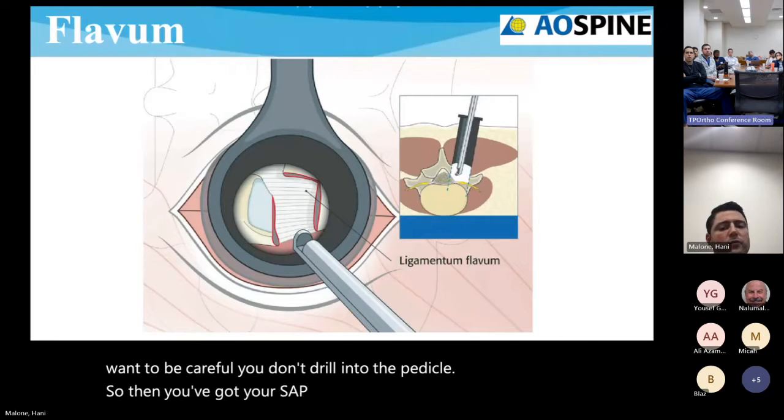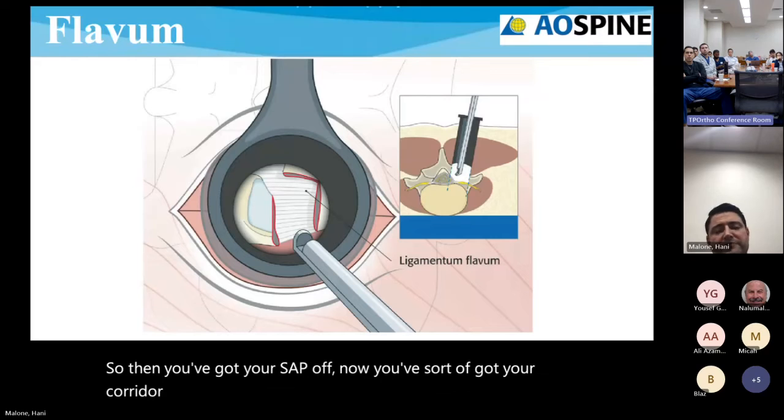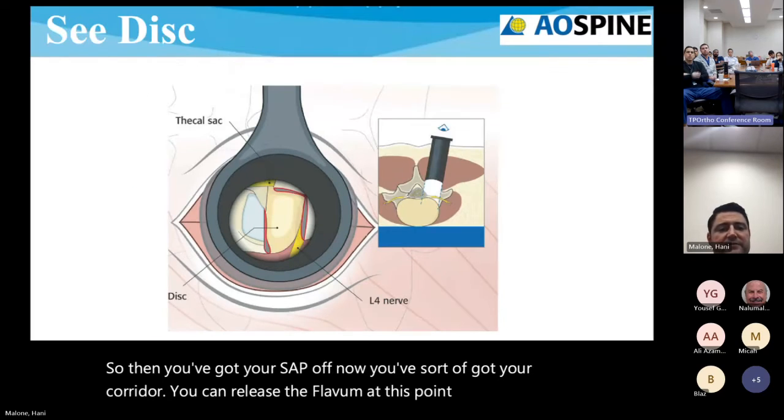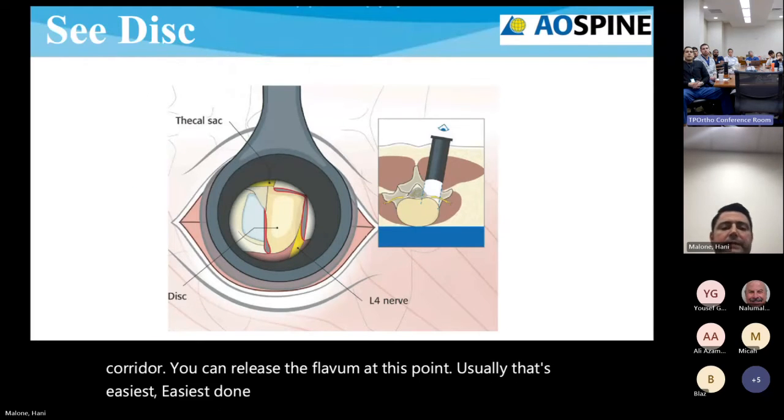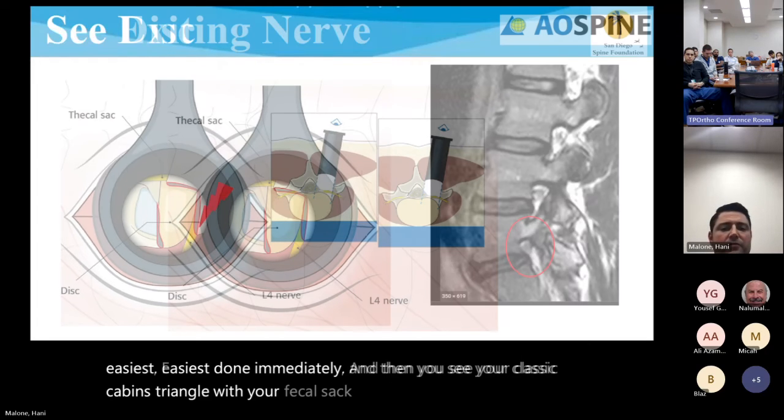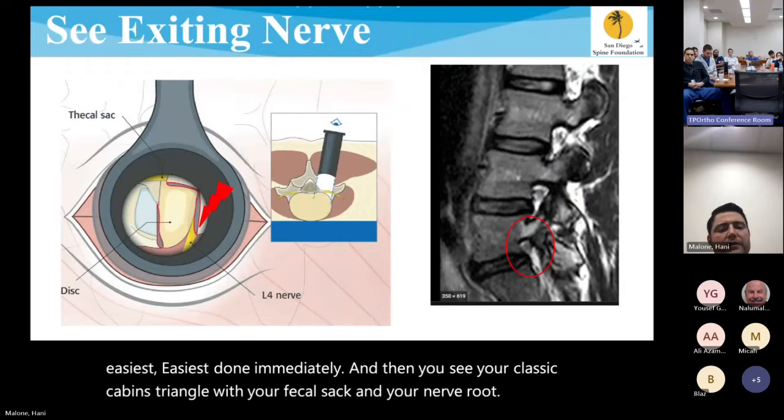Now you've sort of got your corridor. You can release the flavum at this point. Usually that's easiest done medially. And then you see your classic Kambin's triangle with your thecal sac and your nerve root.